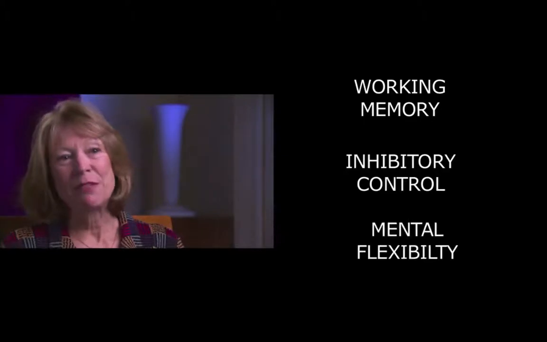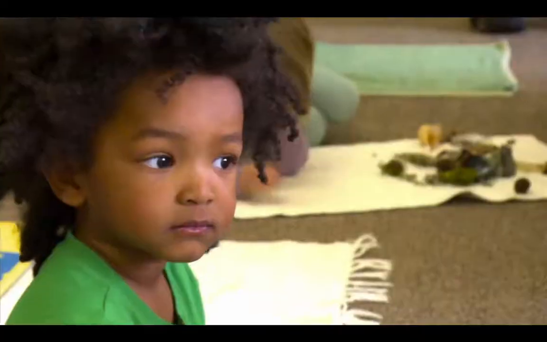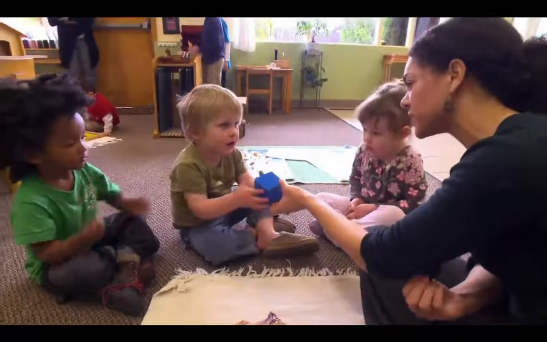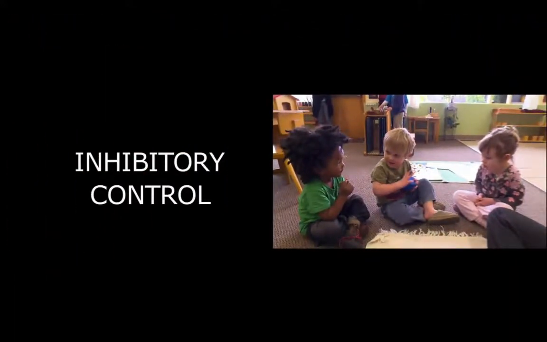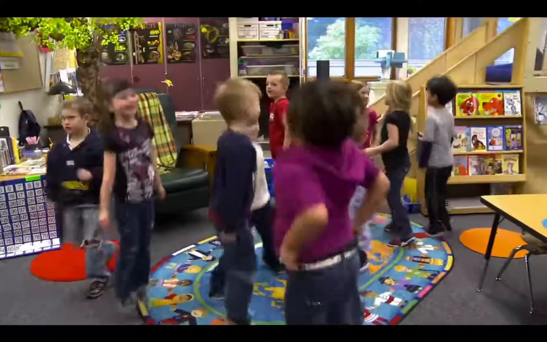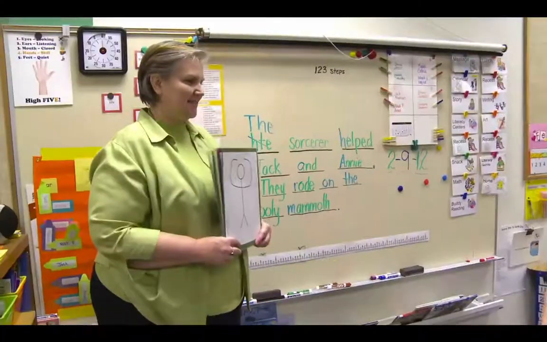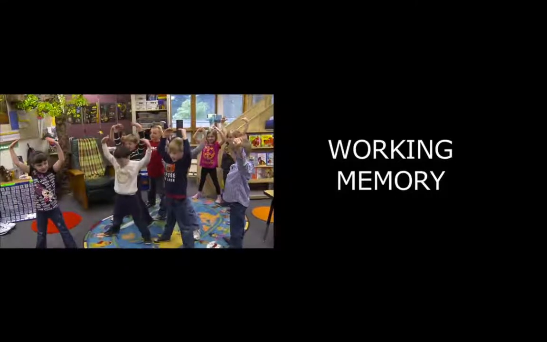We really think of it as involving working memory and inhibitory control and mental flexibility. Take a situation where a child is having to take turns. So first of all, the child has to have inhibitory control. The child has to be able to stop whatever he or she is doing and let the other child take a turn. But when it's your turn again, you also have to remember what it is you're supposed to be doing. So that pulls on working memory.